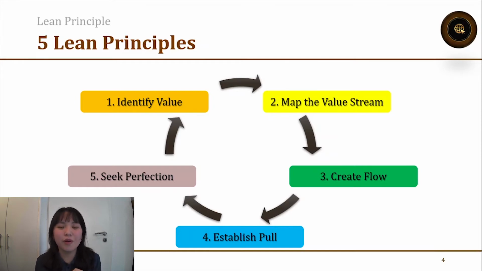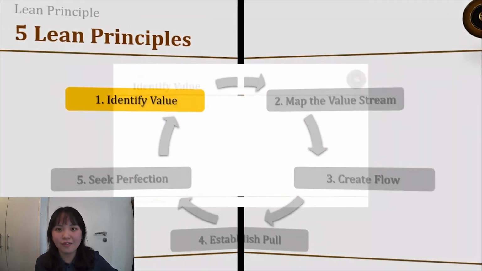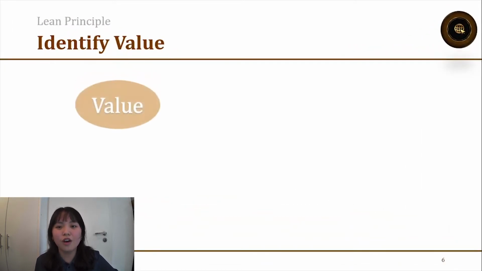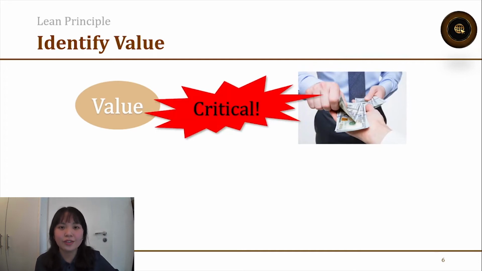In this lecture, we want to discuss all of these 5 steps and focusing one by one, starting from identifying value. In identifying value, we have to know first what value is. Value is something that the customer wants to pay you for. So this step is very critical. So all of the employees or all of your team members should be on the same page that this is your value. So at the end, you won't lose your value while optimizing your process.